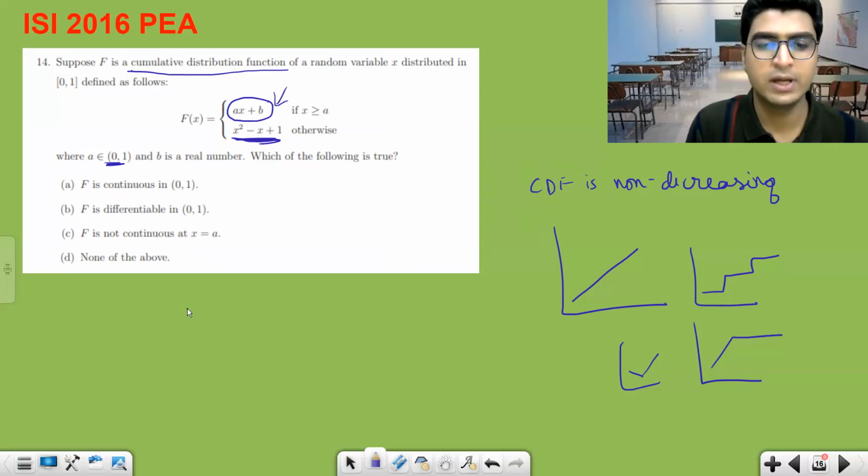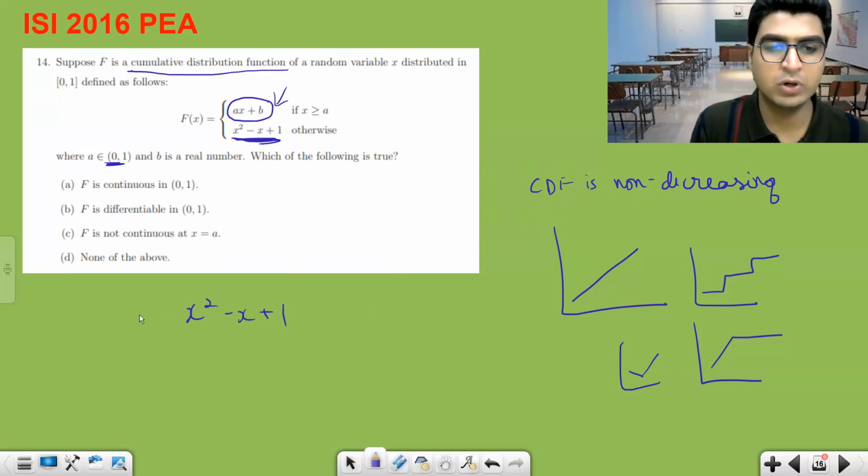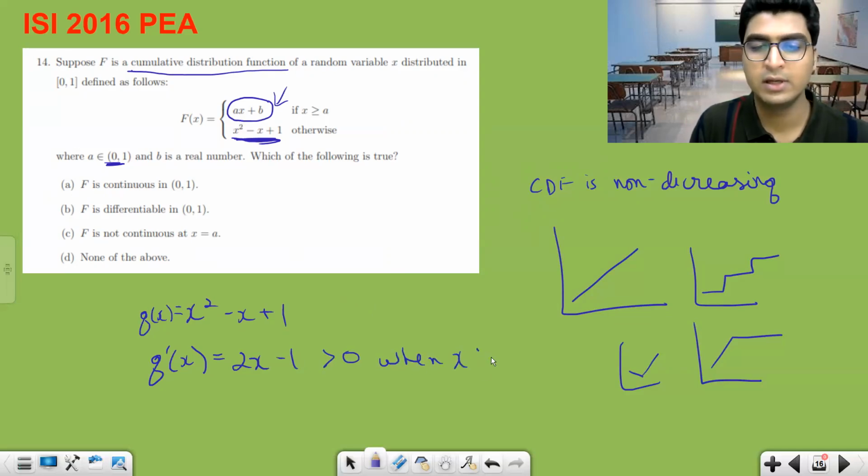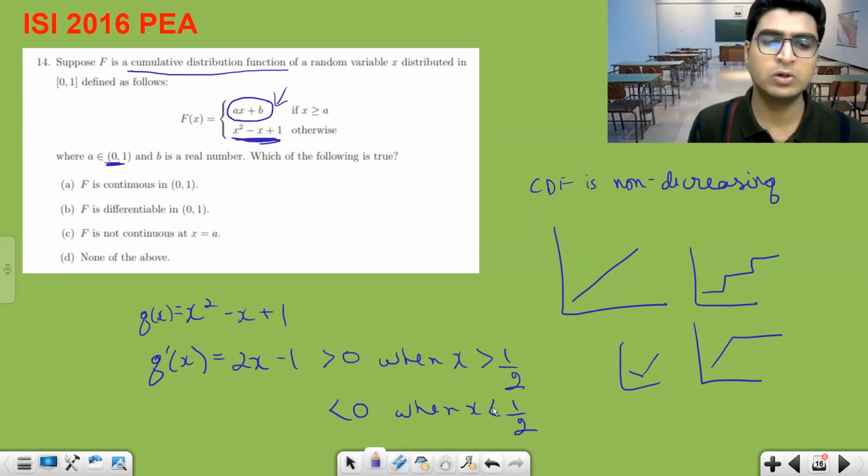What about this x square minus x plus 1? So let me call this g of x. What is g dash x? It will be 2x minus 1. Clearly it is more than 0 when x is greater than 1 by 2, and it is strictly less than 0 when x is less than 1 by 2. So which means this is decreasing between 0 and 1 by 2.